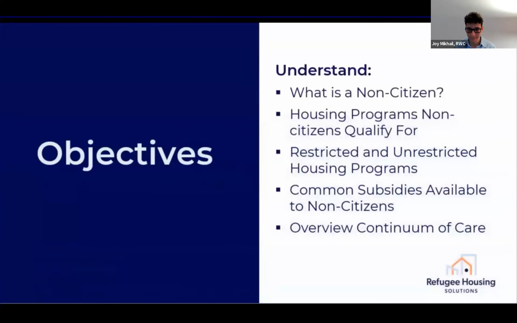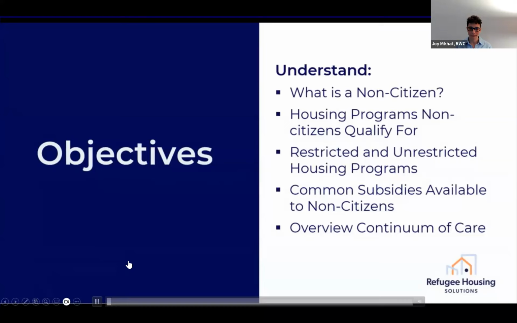The objectives of this webinar are for you to understand the definition of what a non-citizen is, the housing programs non-citizens do qualify for, the difference between what are considered restricted and unrestricted housing programs, and the common subsidies that are available to non-citizens. We're also going to do an overview of the Continuum of Care and what funding resources non-citizens can qualify for.